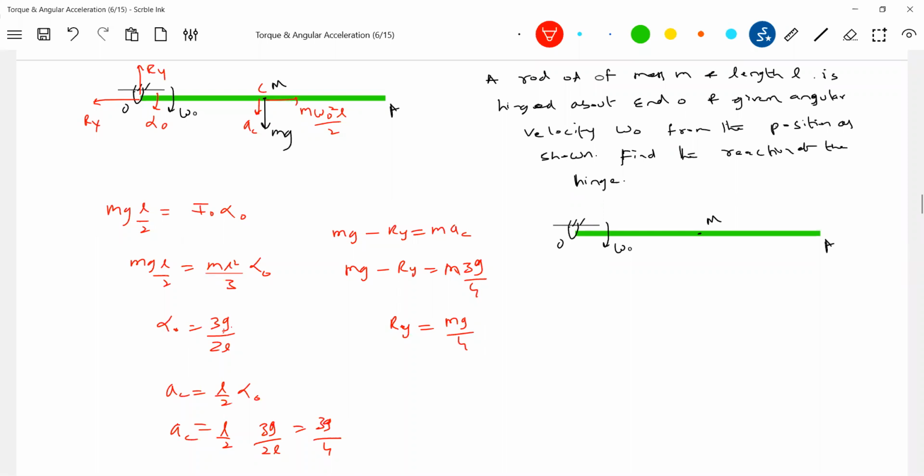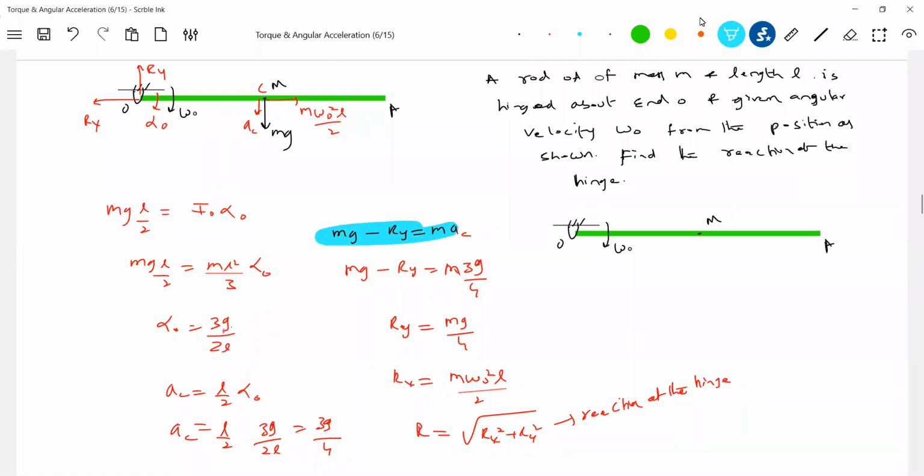Now what about Rx? Rx, you're going to write as M omega naught square L by 2. Total reaction. What should you call this? Reaction at the hinge. You have to ask me this question. You have to ask this particular thing. I'm shading it.